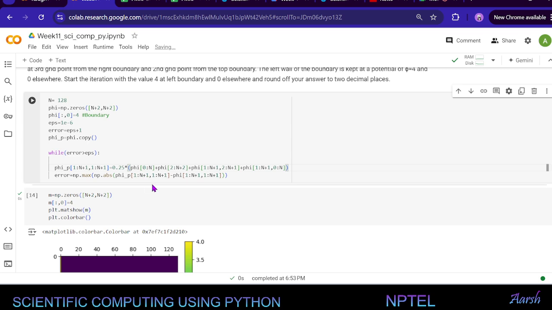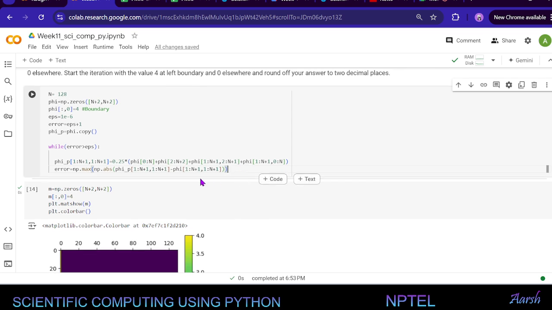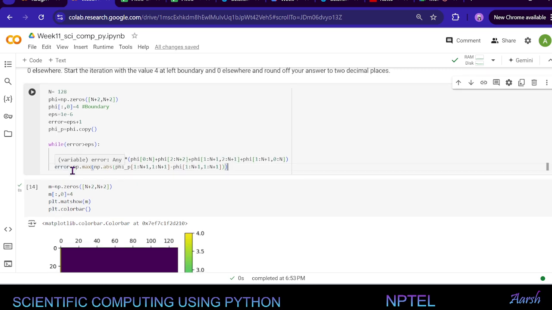Okay, and error is the difference between phi and phi p. So we take that difference for each of the grid points, take the absolute value, and take the maximum. So the maximum error between the old phi and new phi is this one.